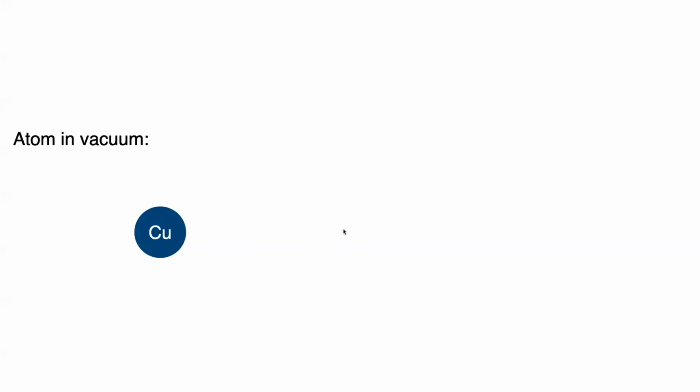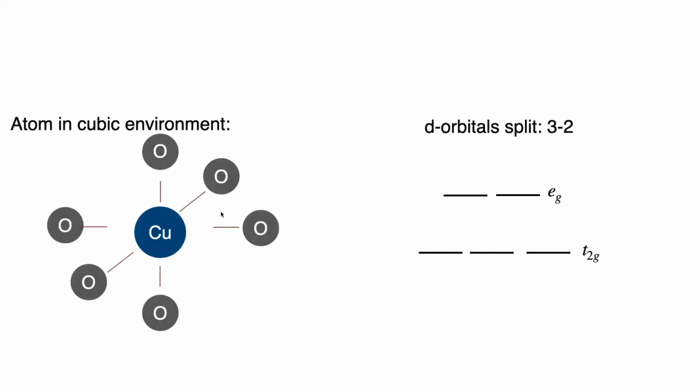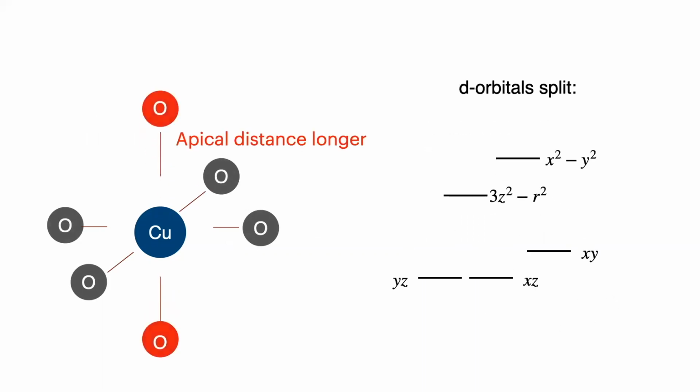types of atoms. Okay, if we take copper in a vacuum, its d orbitals here are degenerate. If you put it in a cubic environment, as here, you will have a splitting of the degeneracy into EG orbitals and T2G orbitals. If you pull on this oxygen, you will have an orbital splitting. So, you'll have an additional order.